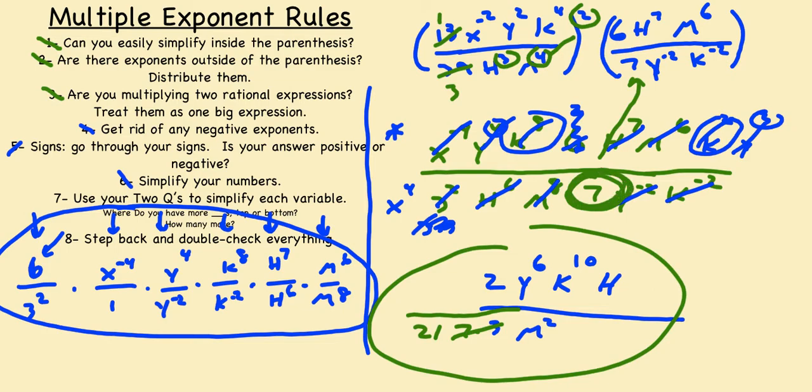Because if I would have forgot that 7, I would have done all that work for nothing and got the problem wrong. So always, always step back, double check. Are you simplified? Did you forget everything? Double check your crossing, because as you can see, this problem is a mess and you don't want to go through all the work and get one wrong.